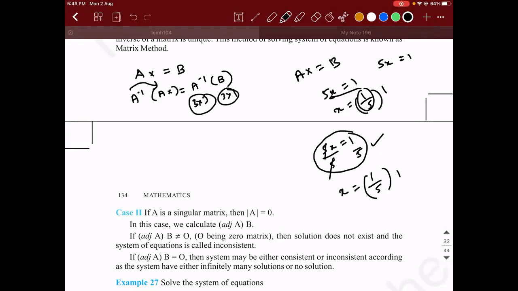So what is A inverse into A according to the definition of invertible matrices? It is I. So I into X is nothing but X. So X will be equal to A inverse of B.